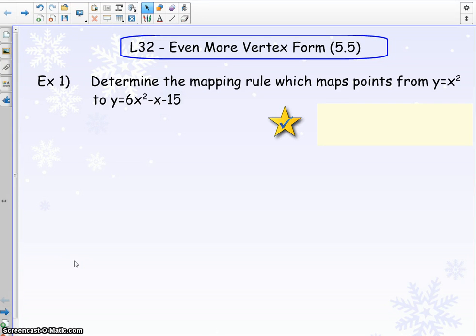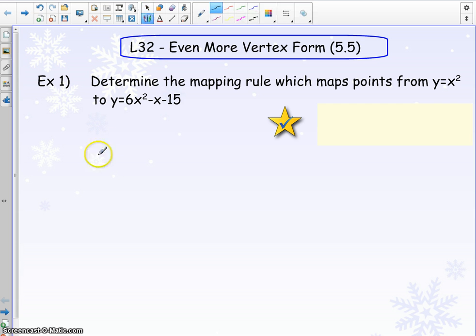Alright, so we're going to continue working with vertex form and look at a few more of the thinking type, problem-solving type questions. First off, it wants us to find the mapping rule that maps points from y equals x squared to y equals 6x squared minus x minus 15. Okay, so there's a lot going on here.